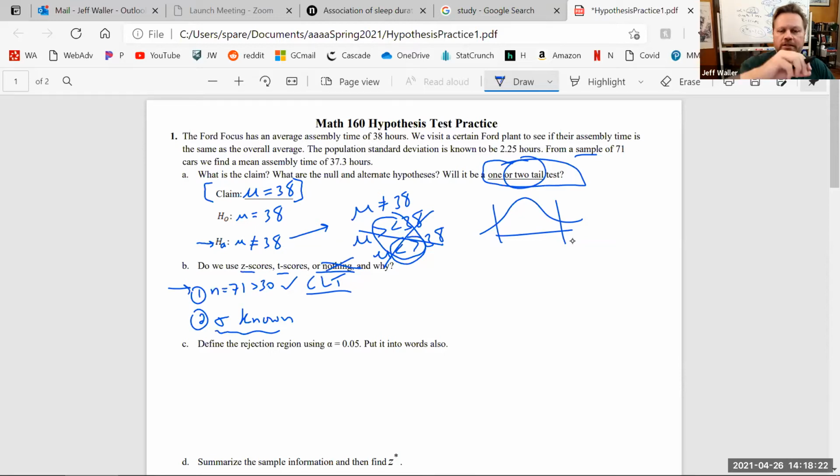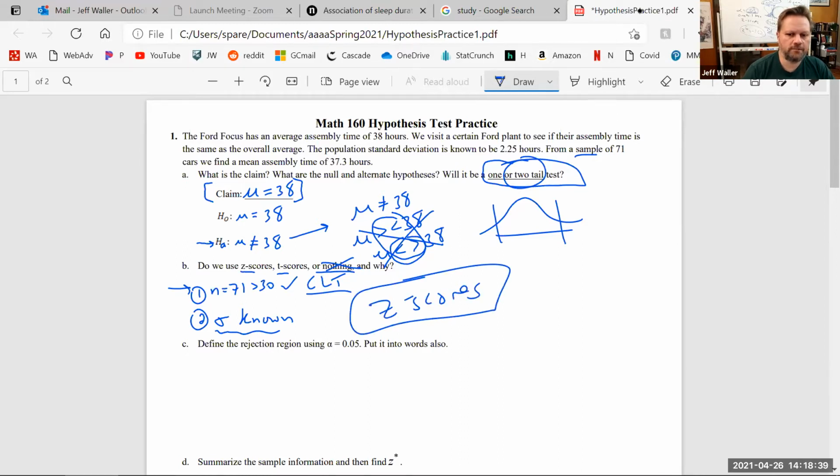Then I look to see which standard deviation do I know, right? If it was the sample standard deviation and I didn't know the population one, I would have to use a t-score. Let me mute my email. There we go. So we totally can use z-scores.